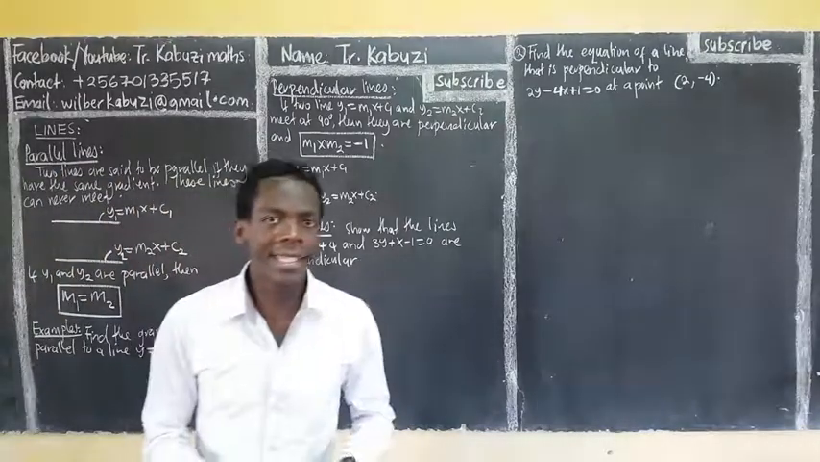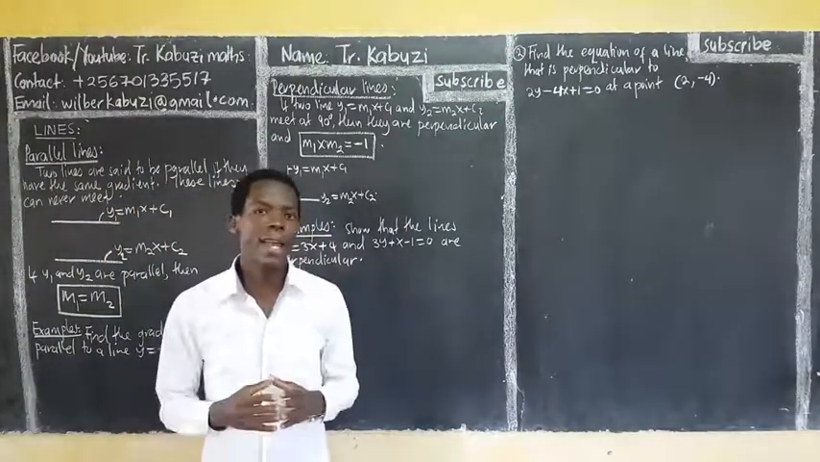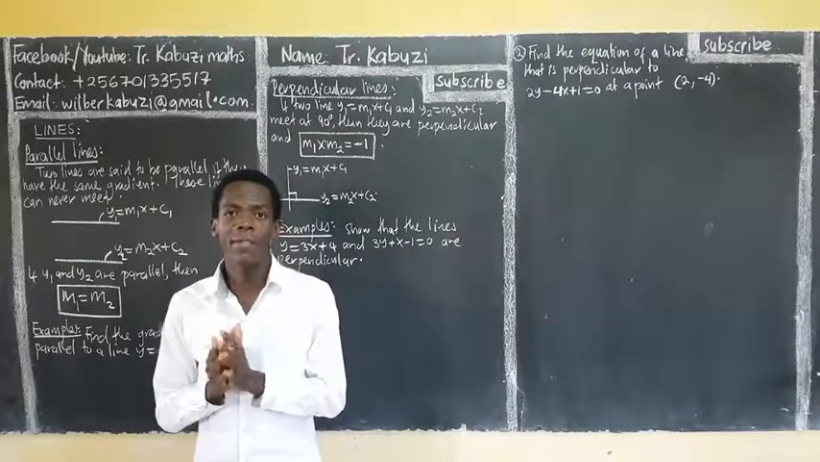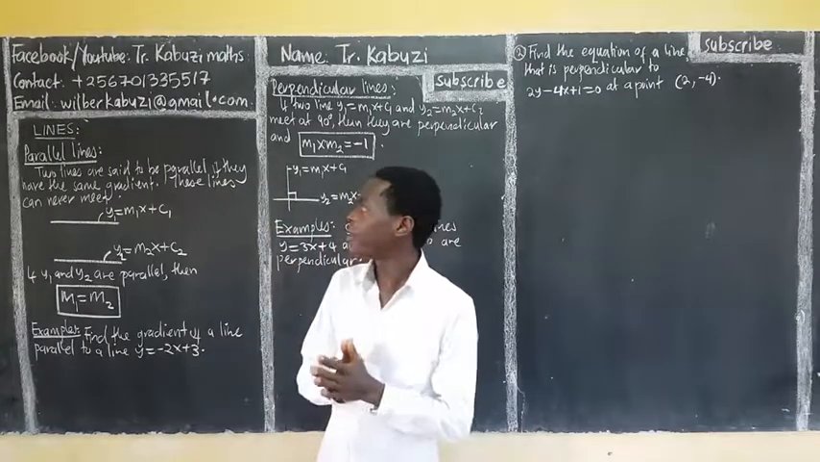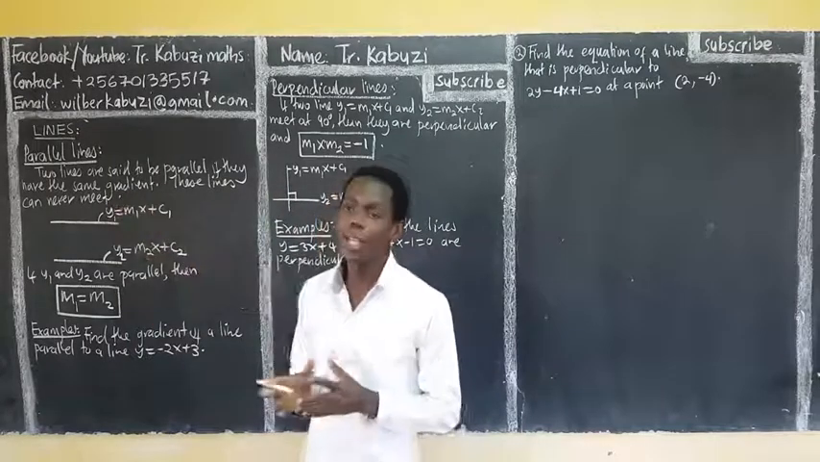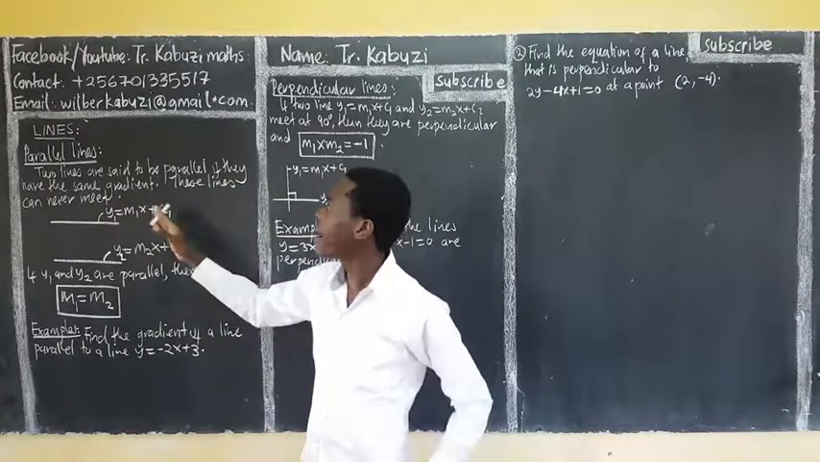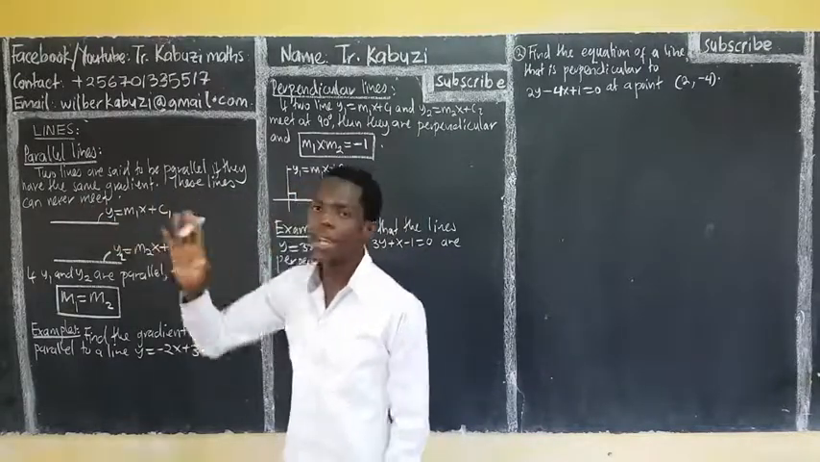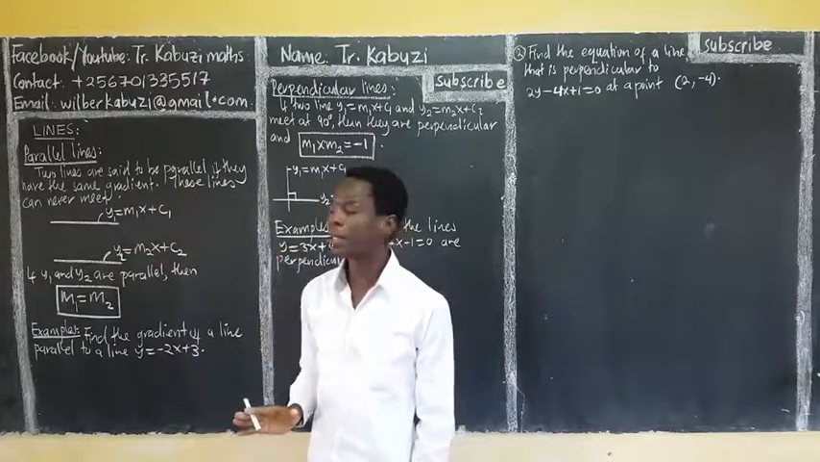Okay, now members, let us see perpendicular and parallel lines. What happens if they talk about those two types of lines? Now, we are going to see that two lines are said to be parallel if they have the same gradient, and these two lines can never meet.